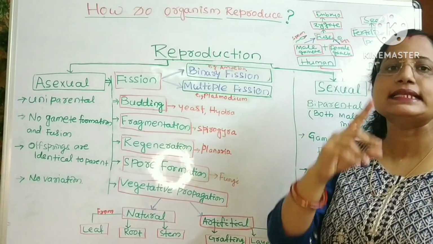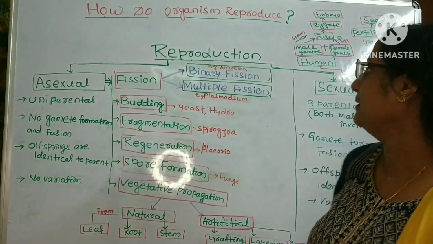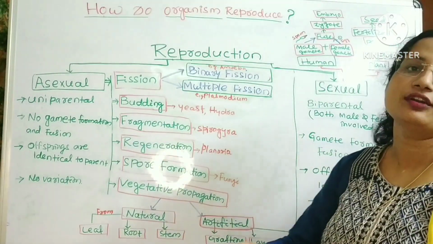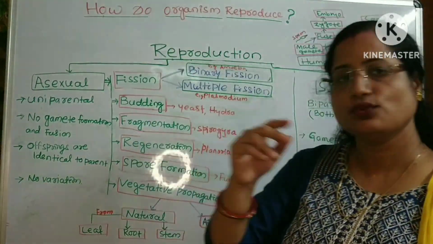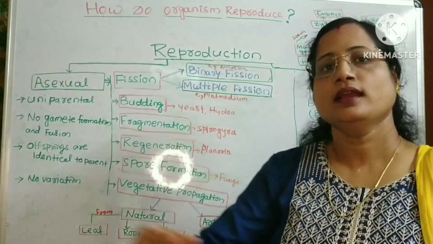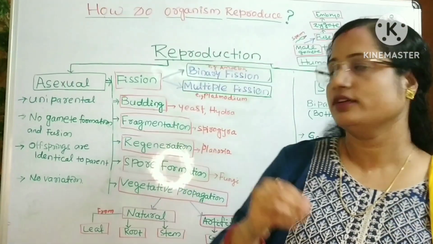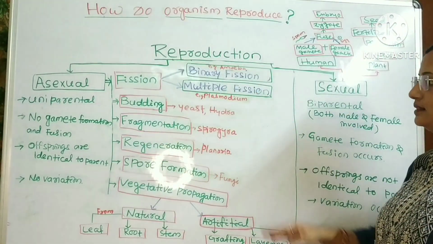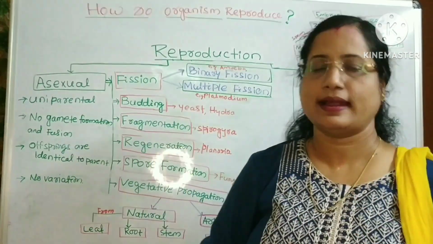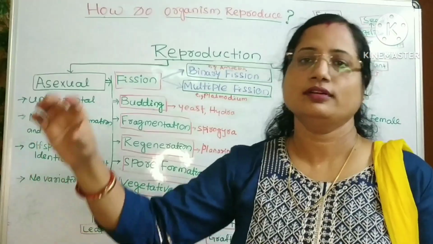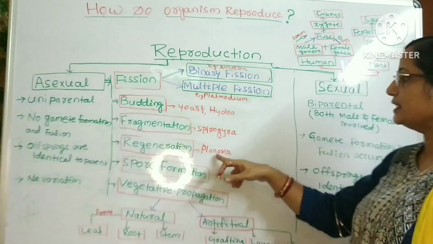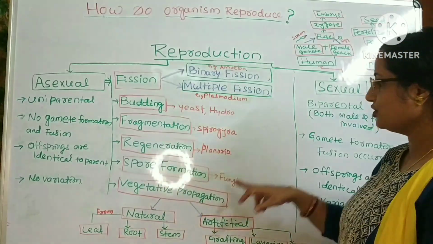Multiple fission: when a single cell divides into multiple cells, that is known as multiple fission. Example, plasmodium. Budding: when there is an outgrowth from the main body, it is known as budding. After the maturation of the outgrowth, it will live as an individual organism. Example, yeast and hydra. Fragmentation means partition of the main body into different parts. After maturation, they will live as individuals. Example, Spirogyra. Regeneration, example planaria. Spore formation, example fungi.